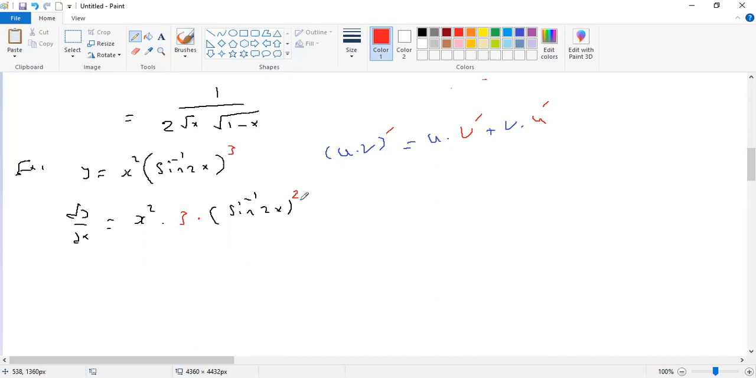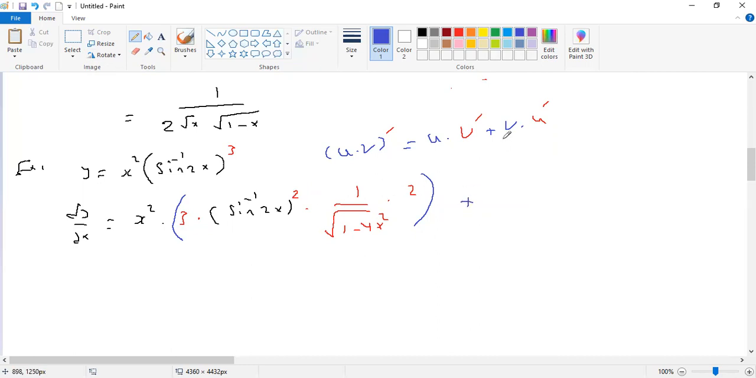The power 2. Multiply by the derivative of sine inverse 2x, which is 1 over the square root of 1 minus 4x squared, multiply by the derivative of 2x, 2. Now this represents the derivative of sine inverse 2x, all to the power 3. So 3 minus 1 will be 2. The derivative of sine inverse is 1 over the square root of 1 minus u squared, which will be here 4x squared, multiplied by the derivative of 2x, which is 2.